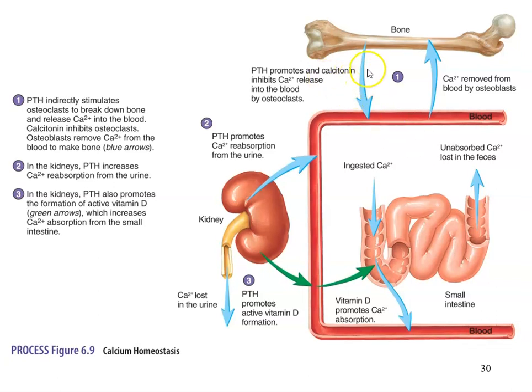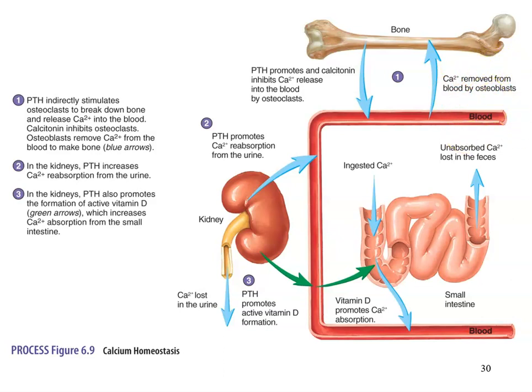You'll see calcitonin is mentioned here too, which is our small kid on the teeter-totter. Calcitonin is released by the thyroid gland, and it only has one effect, and that is to depress osteoclast activity, promote osteoblast activity.